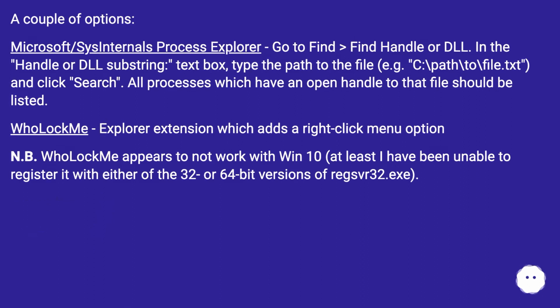A couple of options. Microsoft Sysinternals Process Explorer. Go to Find > Find Handle or DLL. In the handle or DLL substring text box, type the path to the file, e.g. c:\path\to\file.txt, and click Search. All processes which have an open handle to that file should be listed.